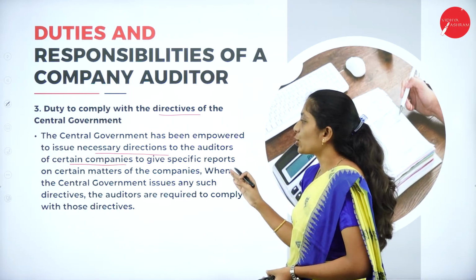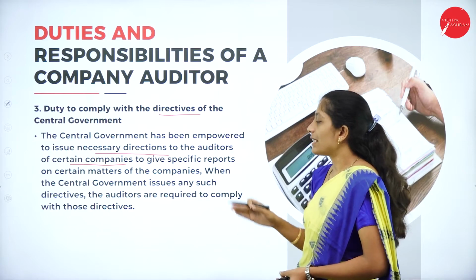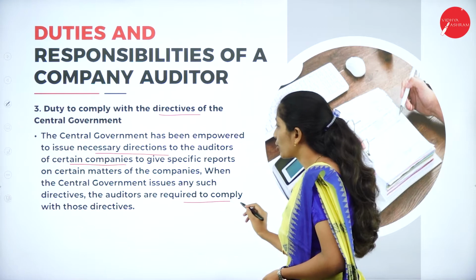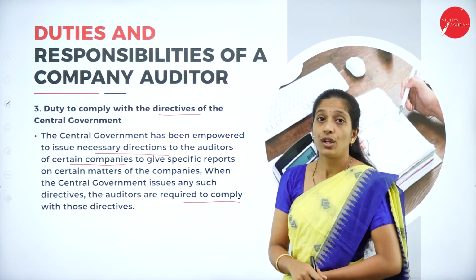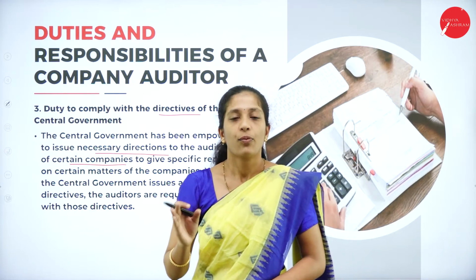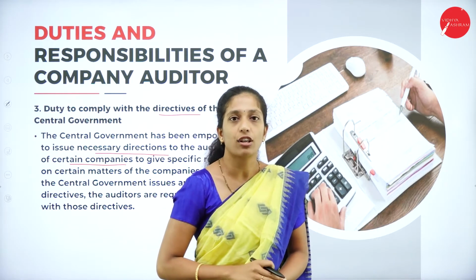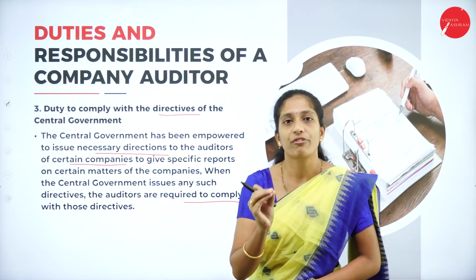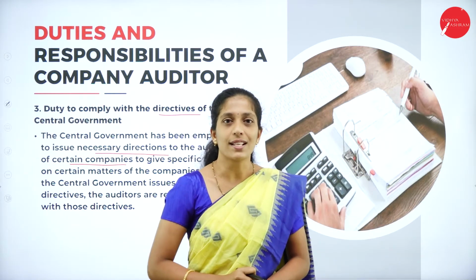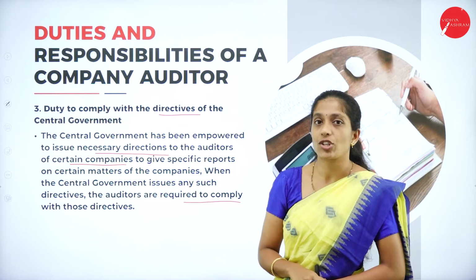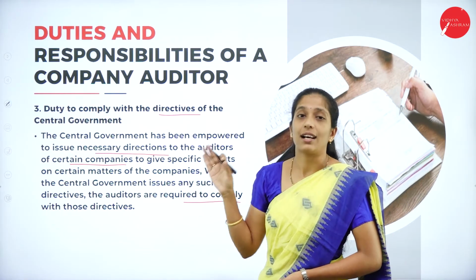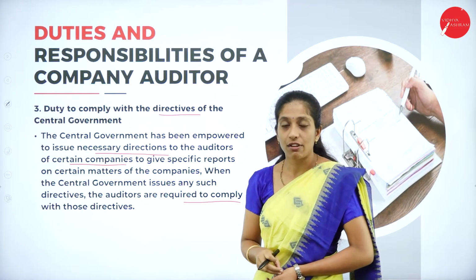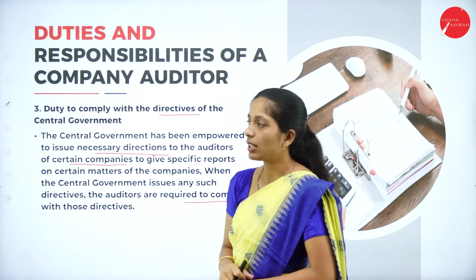So in that situation, when the central government issues any such directives, the auditor is required to comply with those directives. Here the auditor cannot deny whatever instruction is given by the central government. The central government may direct the auditor to submit some information about the company to the central government, and the auditor has a duty to comply with the directives given by the central government.